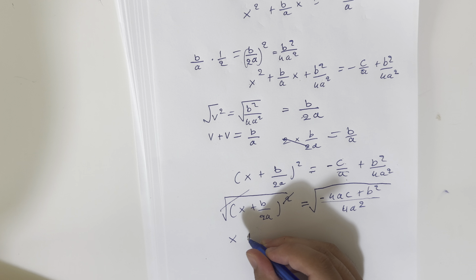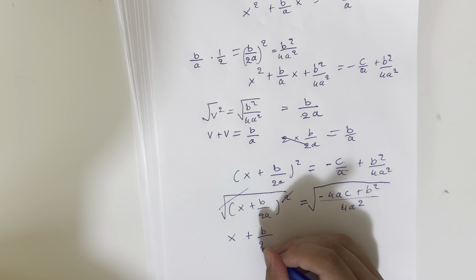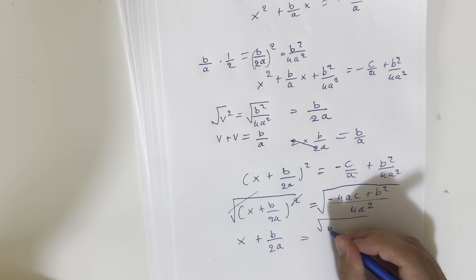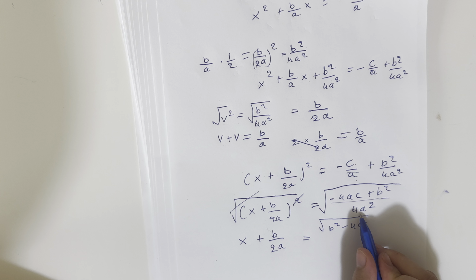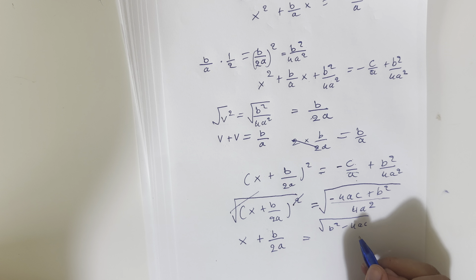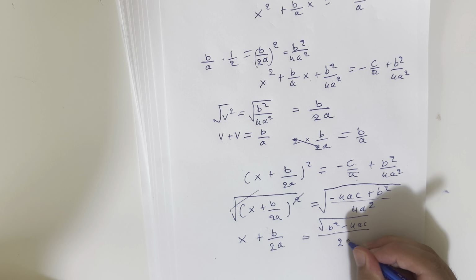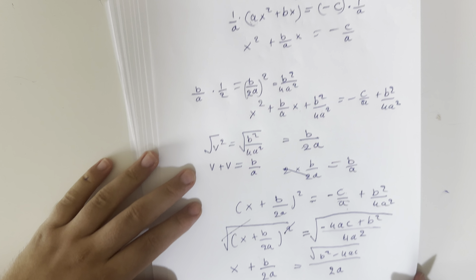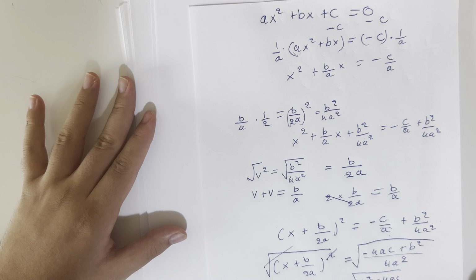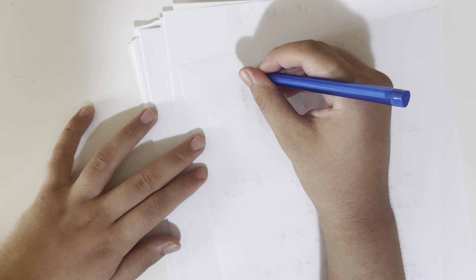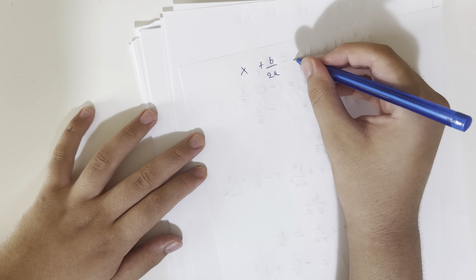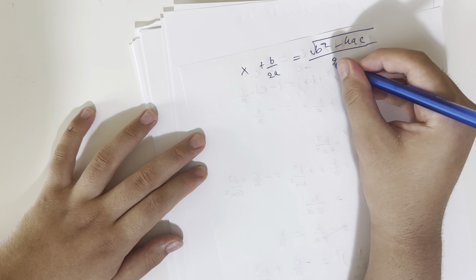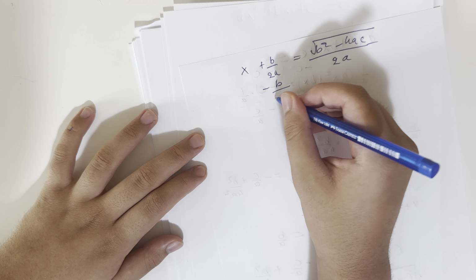And so I'm left with x plus b over 2a is equal to the square root of b squared minus 4ac in the numerator, and here in the denominator the square root of 4a squared is simply 2a. So all I have to do now to solve for x is subtract b over 2a from both sides. Let me rewrite this on the back of my paper since it doesn't seem like I have much space. So I have x plus b over 2a is equal to the square root of b squared minus 4ac divided by 2a. So now all I have to do is subtract b over 2a from both sides.